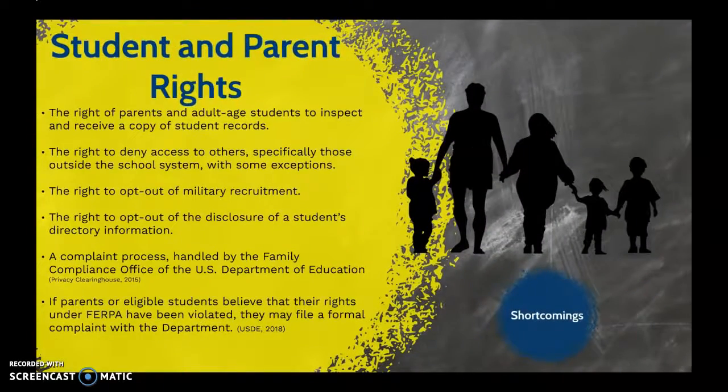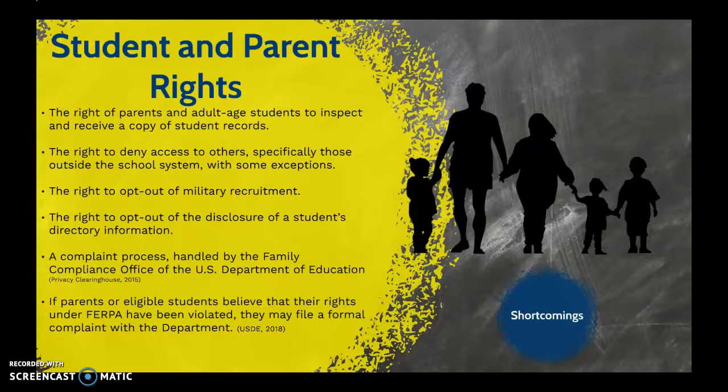The rights that are protected from the students' and parents' standpoints are that they're able to inspect and receive a copy of student records, and the right to deny others access, specifically those outside the school system, with some exceptions. The right to opt out of military recruitment, the right to opt out of the disclosure of a student's directory information, and a complaint process handled by the FPCO of the United States Department of Education.